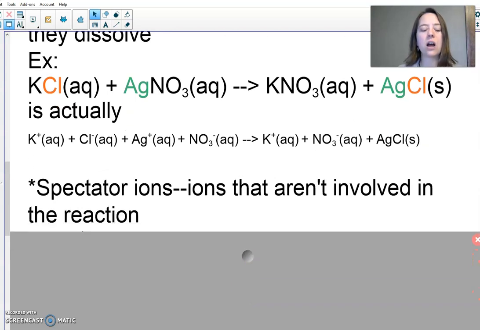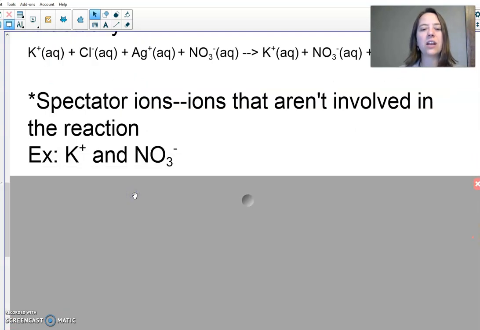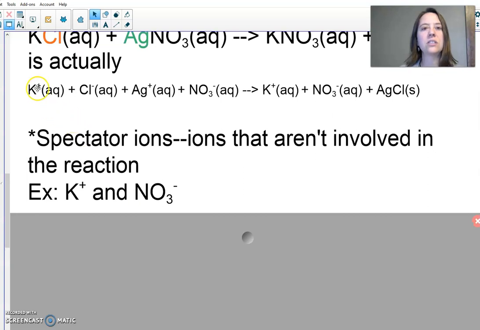So then we often talk about spectator ions in chemistry. These are ions that aren't involved in the reaction. So my question for you is, given all of these ions, which ones are the spectator ions? If you had said potassium and nitrate, you would be correct, because you can see potassium is not involved in the reaction, and nitrate on the reactant side and nitrate on the product side is not involved in the reaction, but you can see that silver and chloride are involved in the reaction.